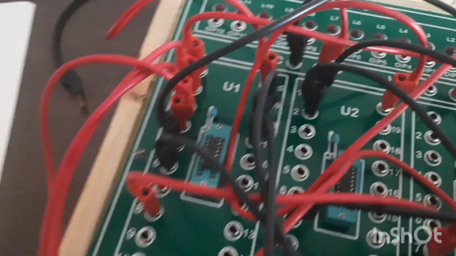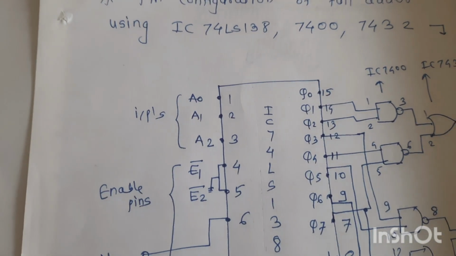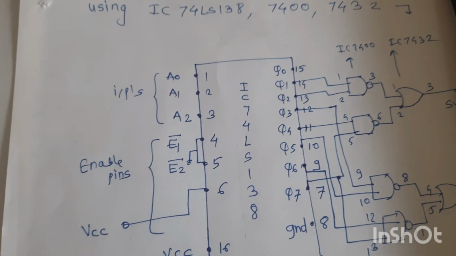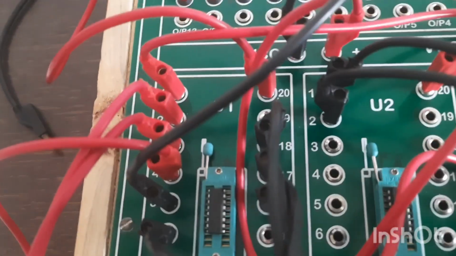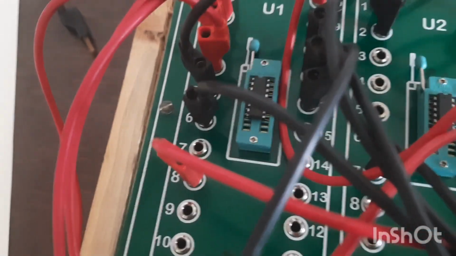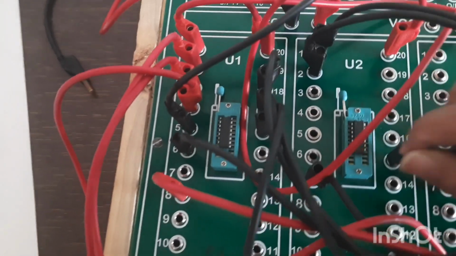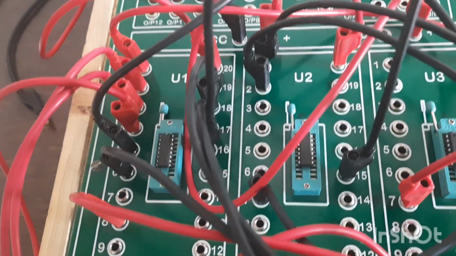Now you can see pin 12, that is Q3, is connected to pin 9 of the NAND gate IC. So I have taken pin 12 of the first IC and connected it to pin 9 of the second IC. We have taken 1 to 7, and then 8 and 9. So pin 12 is connected to pin 9.